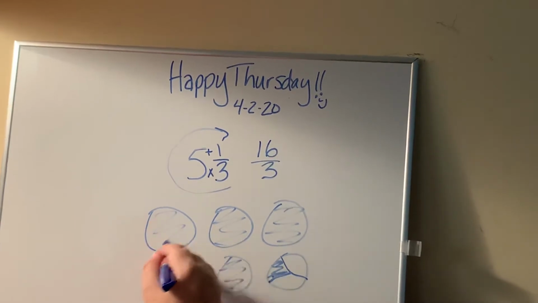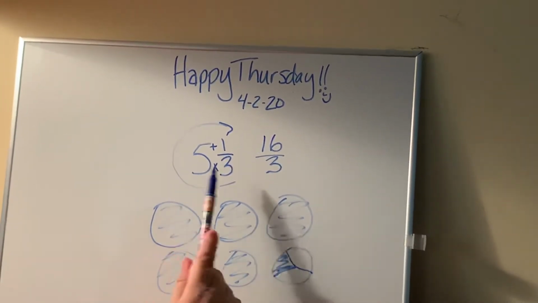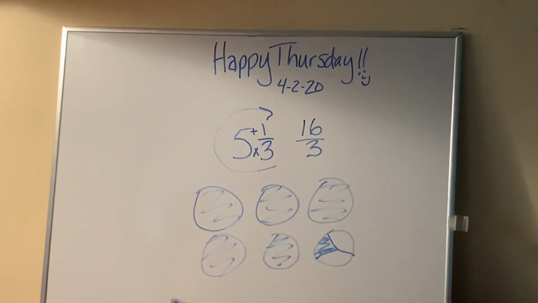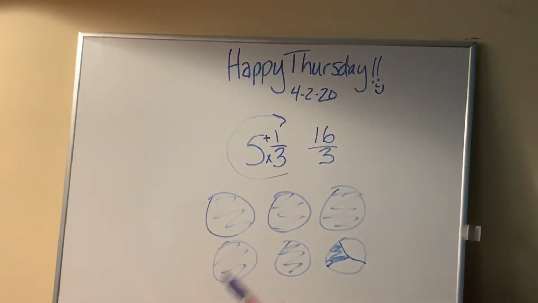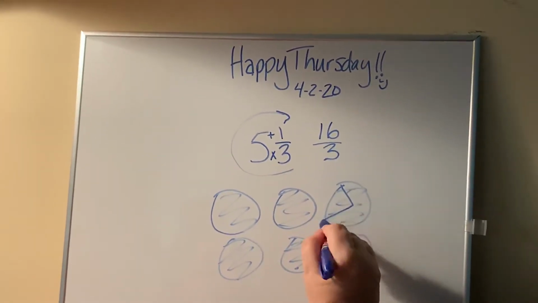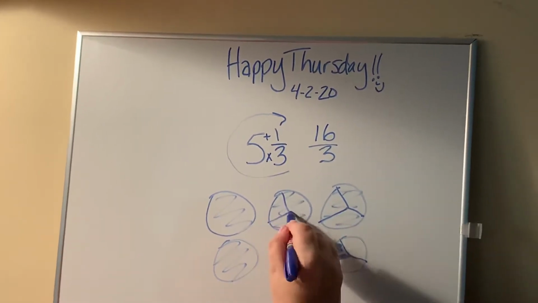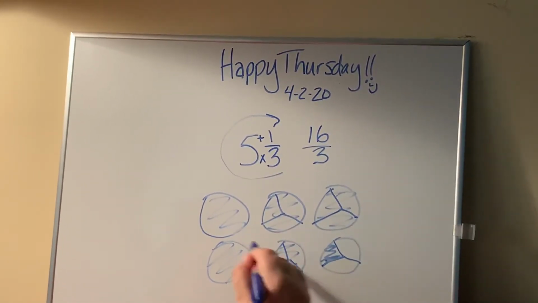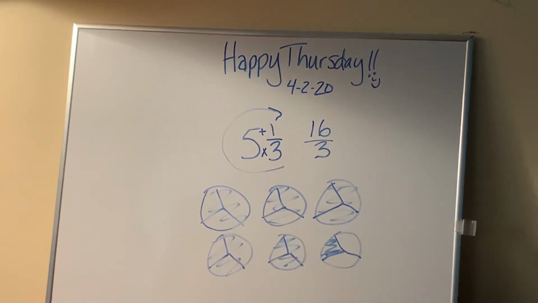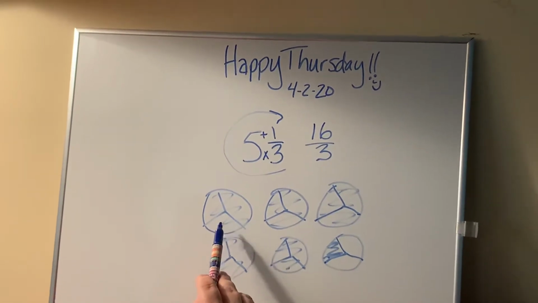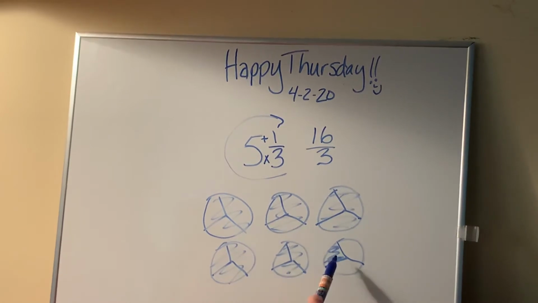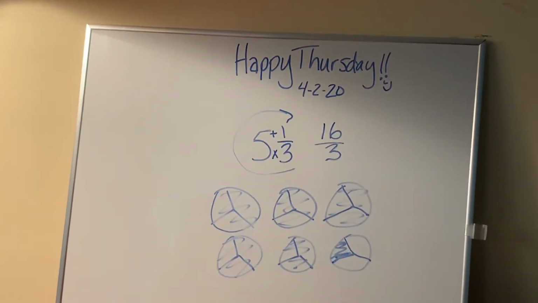Essentially what you are doing when you are changing this mixed number into an improper fraction is you are cutting all of these pies into the same number of pieces. So since we started with 3 here, you got to cut all of them into 3 pieces. If you cut all of these pies into 3 pieces, how many pieces do you get? You get 16. 3, 6, 9, 12, 15, and then one more makes 16.